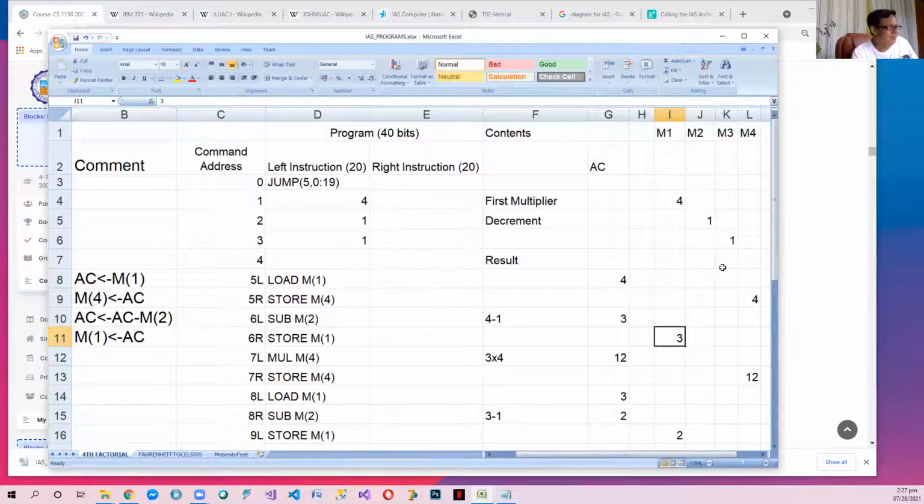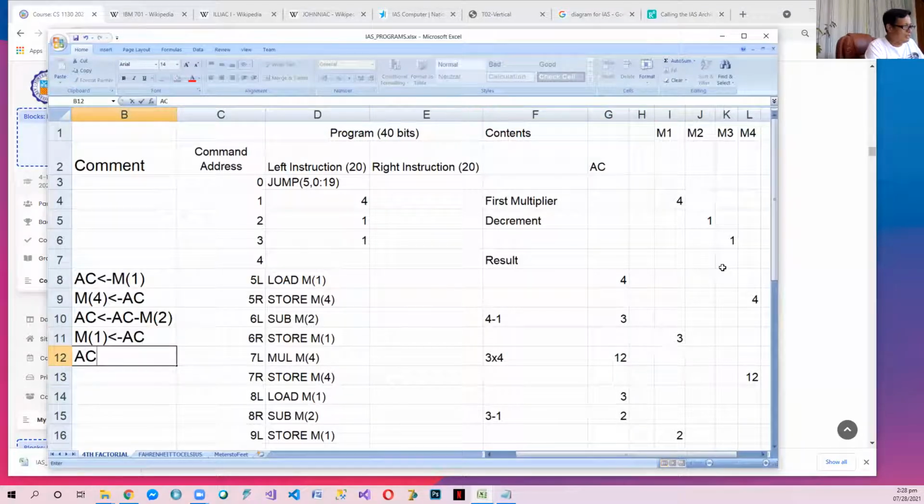Do you follow? The next multiplier. Okay, so it's very clear, no? I hope you can understand this. The main difference being the stored program concept. Mul M4. What do we mean by this? AC receives AC times M of 4. Do you follow?